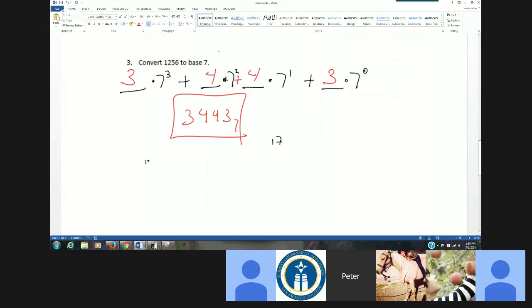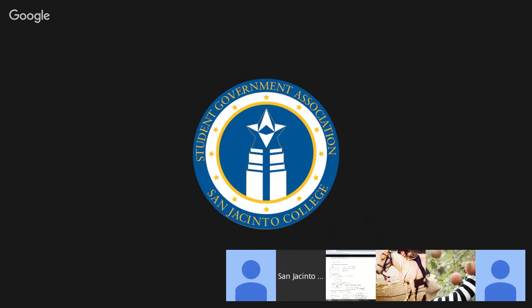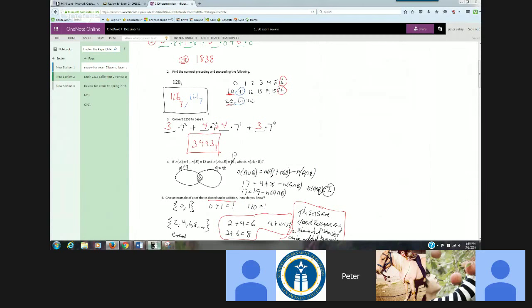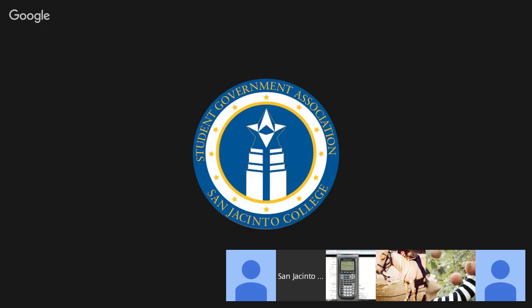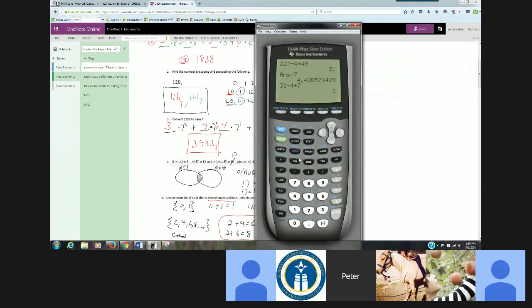Anything else while we're here? Would it be the same for like all the bases? Like if it would be like base 10 or base 5? Yeah. Okay. So let's say I wanted to go base 5, since you brought it up.